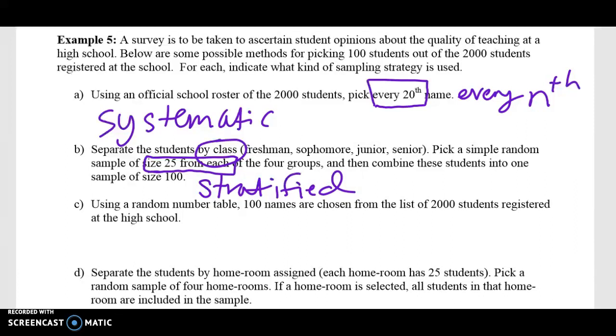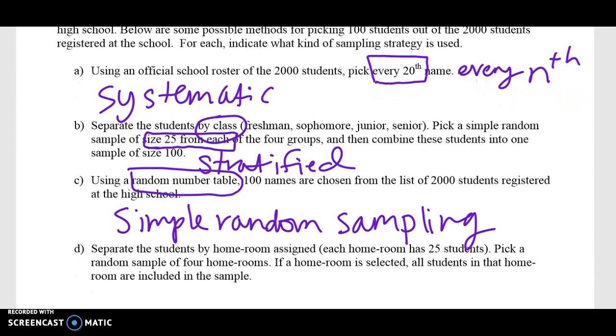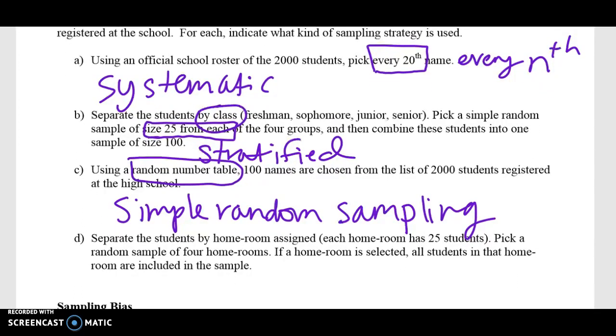Okay, now part C says using a random number table. This is just simple random sampling. And part D says to separate the students by homeroom and then pick a random sample of 4 homerooms. And then all students, so instead of just a sample from each homeroom, when all of the students in that homeroom are included, that's going to be an example of a cluster.